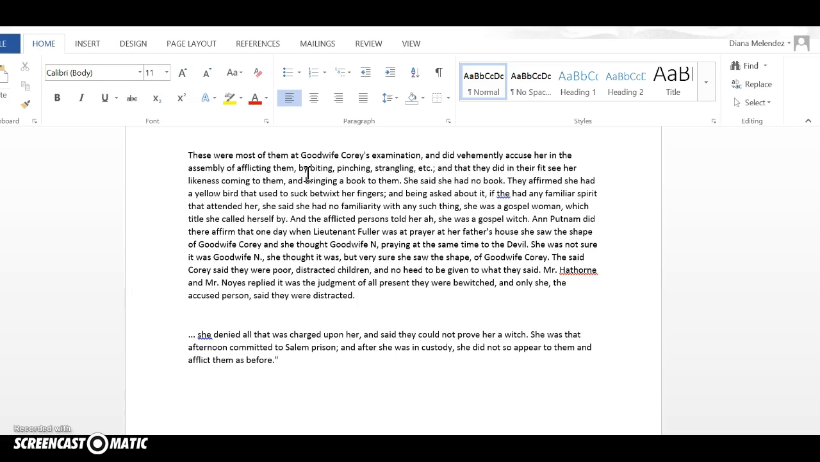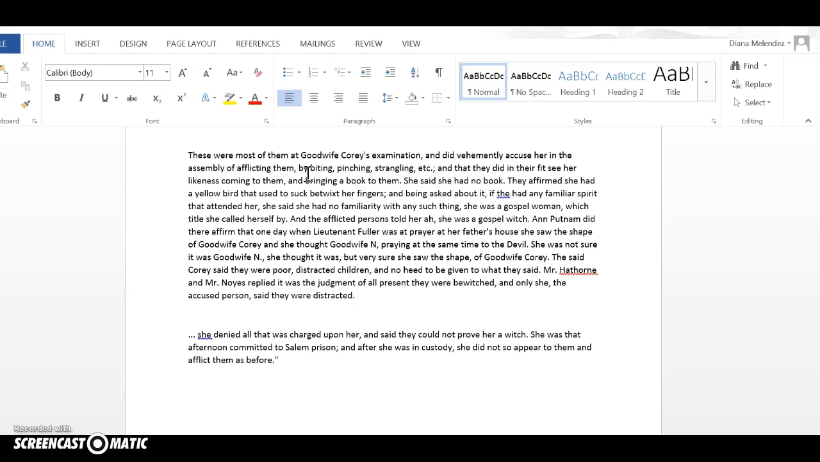Ann Putnam did there affirm that one day when Lieutenant Fuller was at prayer at her father's house, she saw the shape of Goodwife Corey, and she thought Goodwife N praying at the same time to the devil. She was not sure it was Goodwife N. She thought it was, but very sure she saw the shape of Goodwife Corey. The said Corey said they were poor, distracted children, and no heed to be given to what they said. Mr. Haythorne and Mr. Noyes replied it was the judgment of all present they were bewitched, and only she, the accused person, said they were distracted.